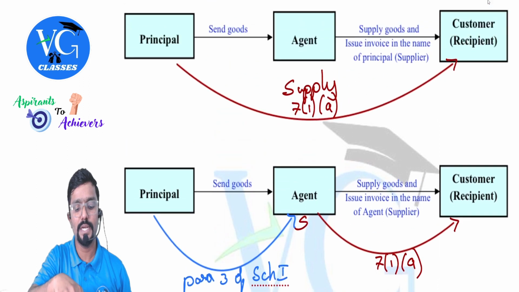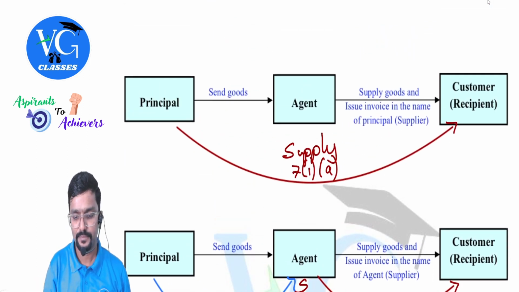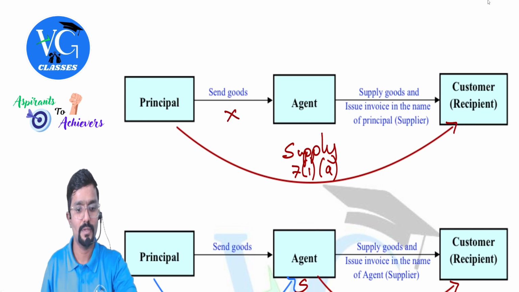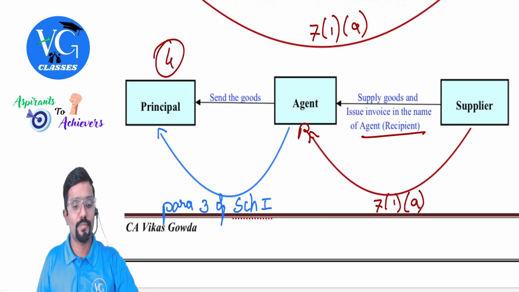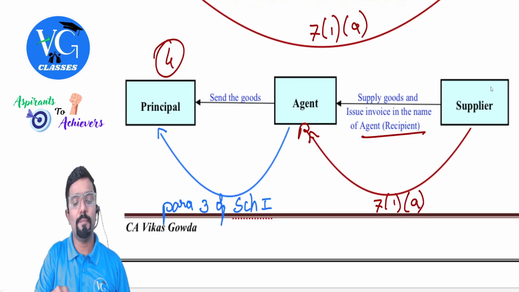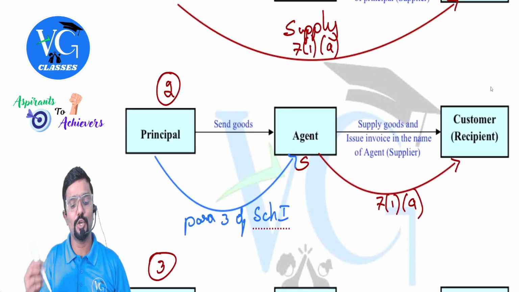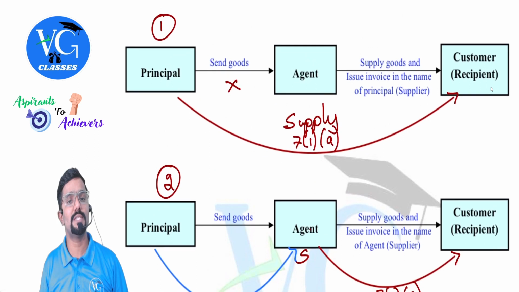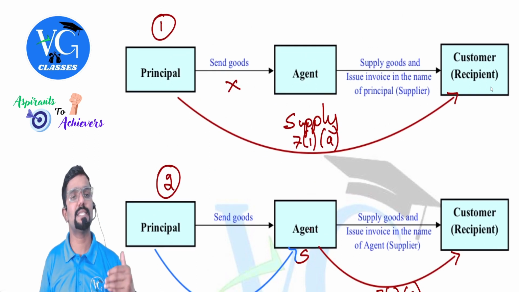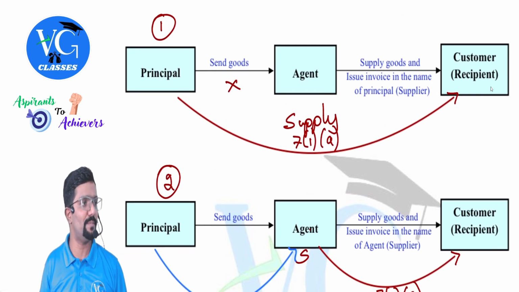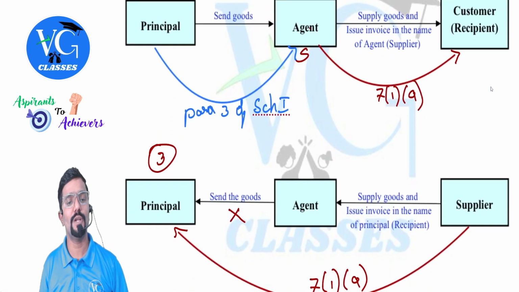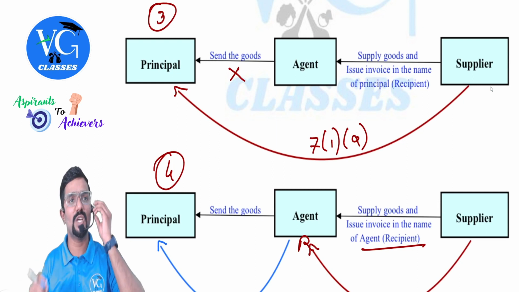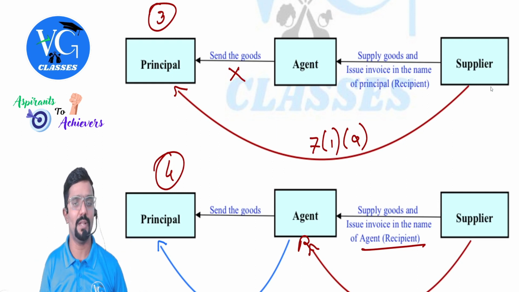Here also you can just tell it is not a separate supply, or else I will write it in the bottom. You guys can just give a number for all this. I will just show 1, 2. 1 and 2 is actually about sales, means agent is selling the goods on behalf of principal, whereas 3 and 4 is about purchases. That is, agent is purchasing the goods on behalf of principal.